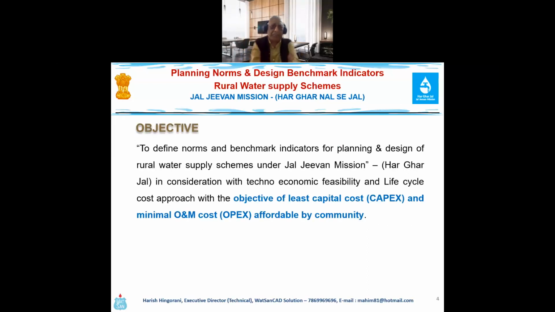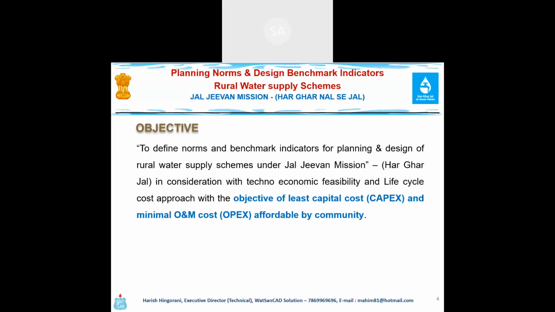The present objective is to define the norms and benchmark indicators for planning and design of water supply under JJM, in consideration of techno-economics. I need the least capex cost and minimal opex that should be affordable by the community. It has been defined in the guidelines and is kept in mind. I will talk later about what is happening in the states.